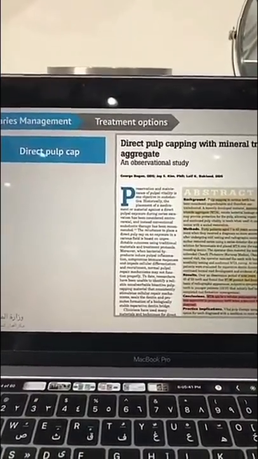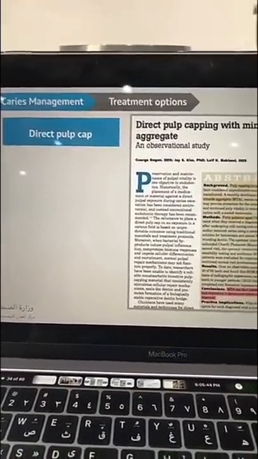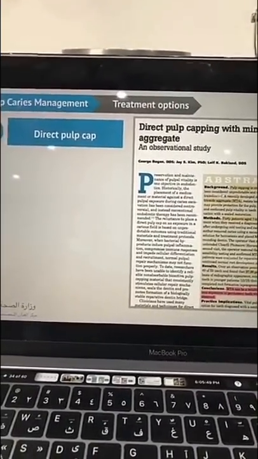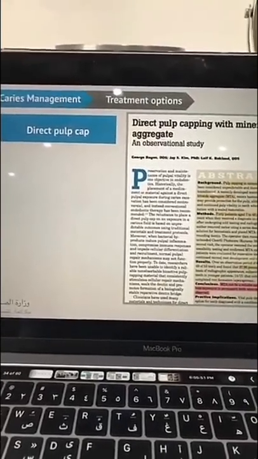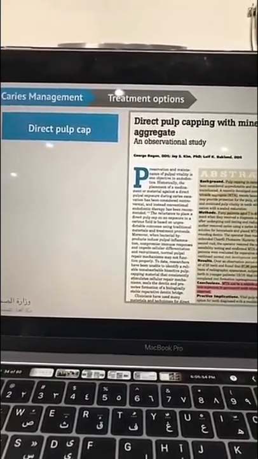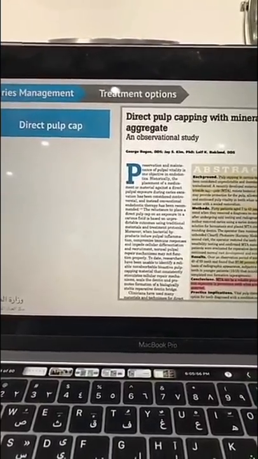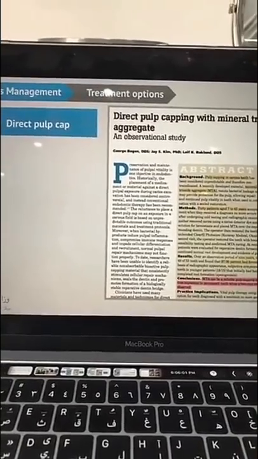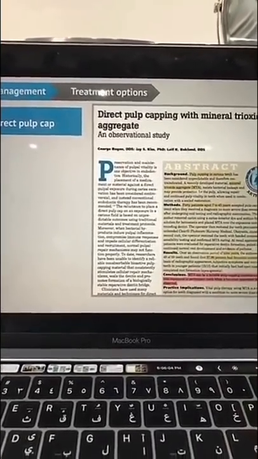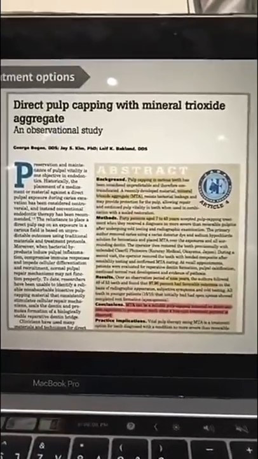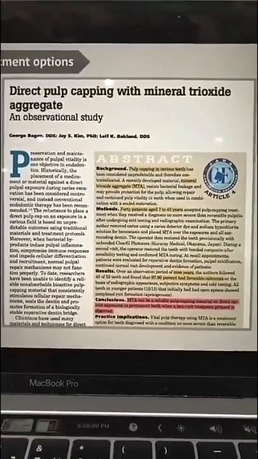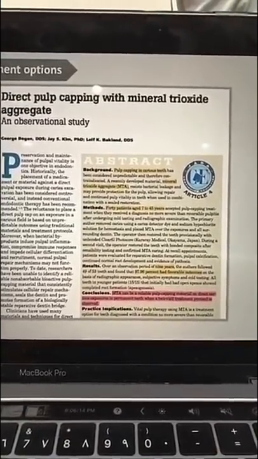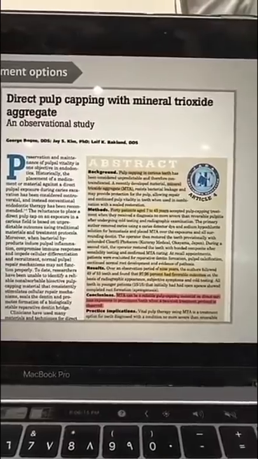Direct pulp cap is a famous procedure that can be used to preserve the vitality of the pulp. Traditionally, we used to do direct pulp caps on teeth that have been accidentally exposed or due to trauma. But recently, we started to see very good results even with caries exposed pulps. This is a famous study by Bogan. At that time, he did a series of cases, and he had a 98% success.